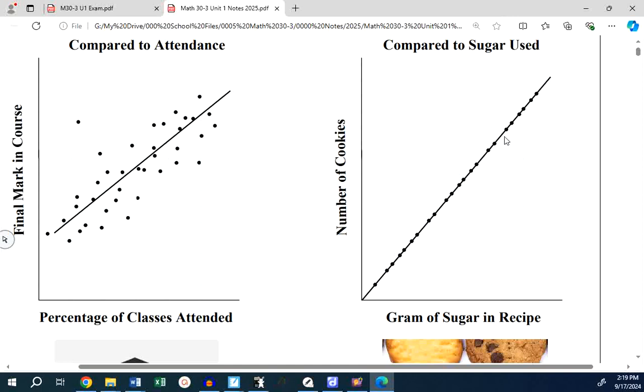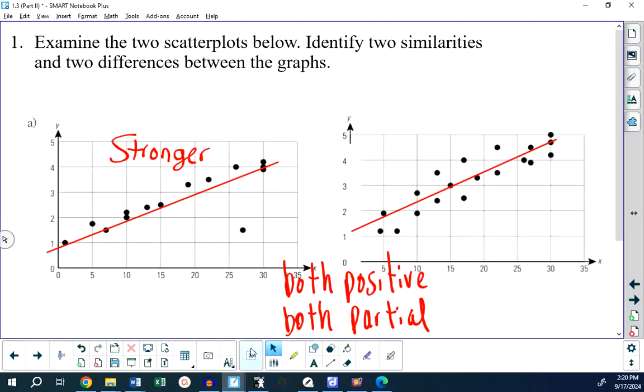I mean, it may not be perfect in that you can't necessarily measure a perfect amount of sugar, but the connection is nice and perfect. There's a formula. This one is, I don't want to say loosey-goosey, but it's less exact. Okay? So when we talk about strength, going back to this question, strength has to do with how tightly packed that data is to the line. The closer it is to the line, the stronger it is. And all I would say here is that this is weaker.